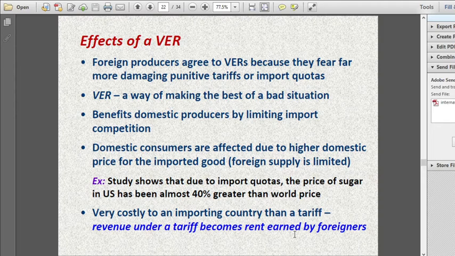Example, studies show that due to import quota, the price of sugar in the US has been almost 40% greater than the world price. It is very costly to an importing country than a tariff. Revenue under a tariff become rent earned for foreigners.